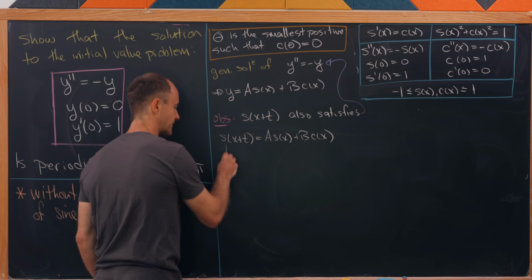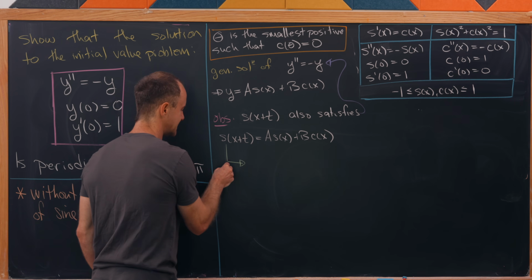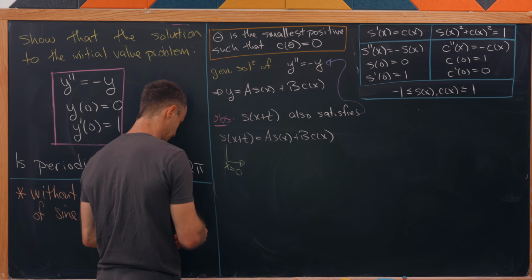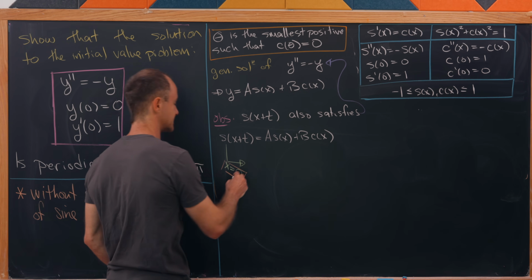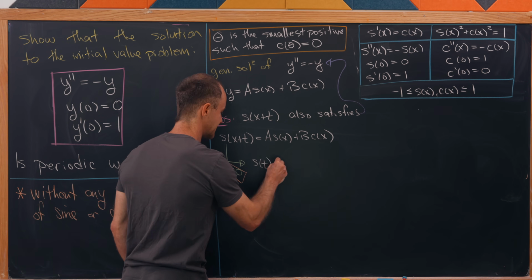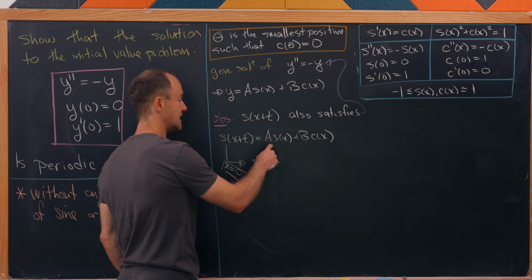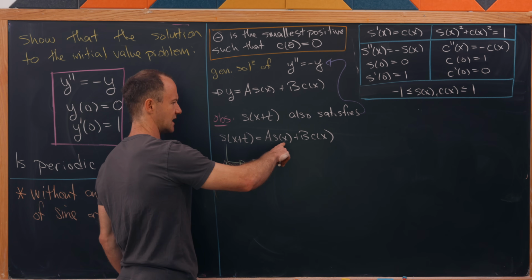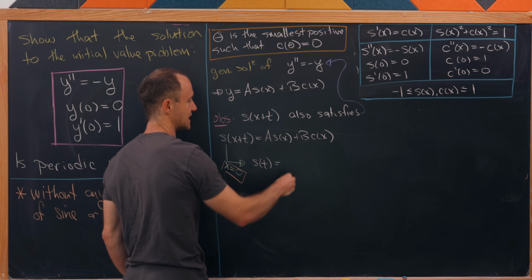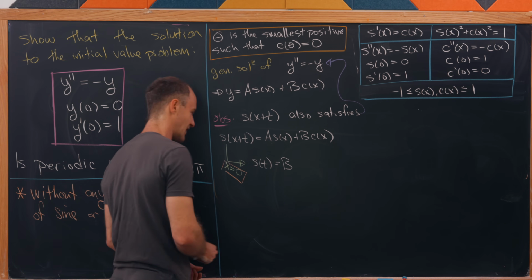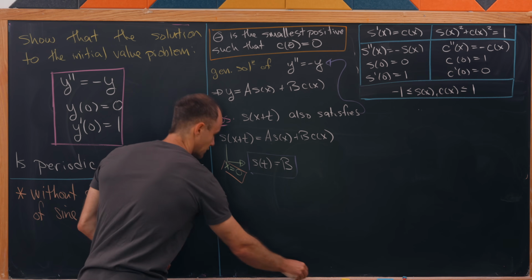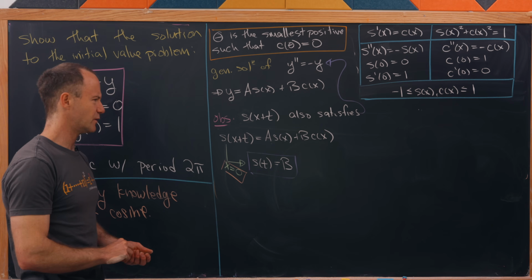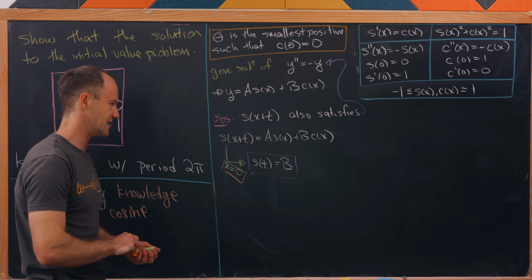And we'll see the first dependence on t by setting x equal to 0 into this first starting equation and see what happens. So that's going to give us s evaluated at t is equal to a times s of 0, which is 0, plus b times c of 0, which is 1. So we have s of t is equal to b. Okay, so let's hold on to that. And now we somehow need to figure out what a is.